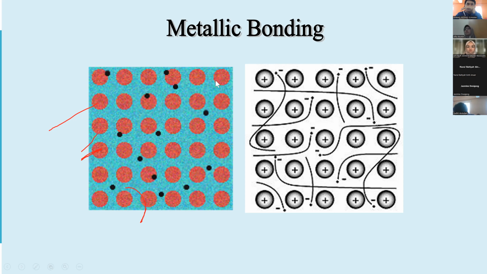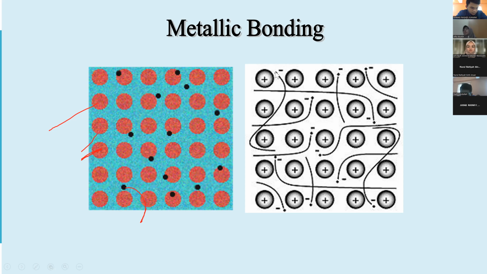Okay, this is the core of the atom, and the electrons move around. They make a motion to become a sea of electrons, a cloud of electrons. Because the core's charge is positive and the electron is negative, there is an interaction, like a Coulomb interaction. This is a metallic bonding. It's specific to metal.